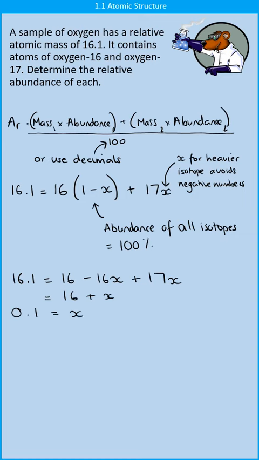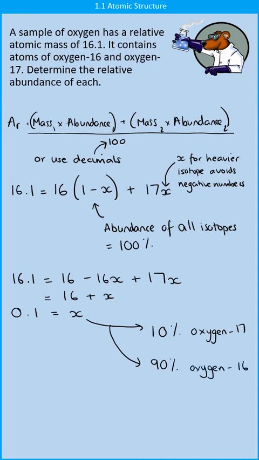So we said 0.1 is the same thing as 10%, and that is the abundance of my heavier isotope, my isotope 17. So therefore we've got 10% oxygen-17, and then what's left over, the other 90%, must be the oxygen-16.